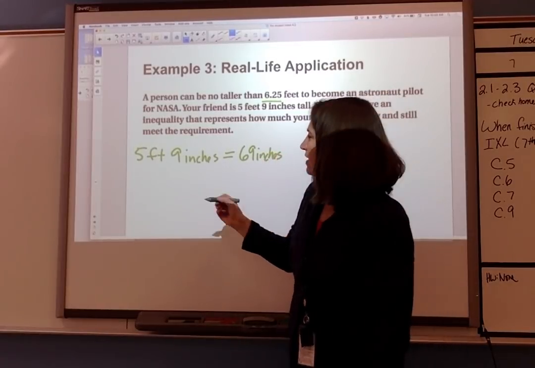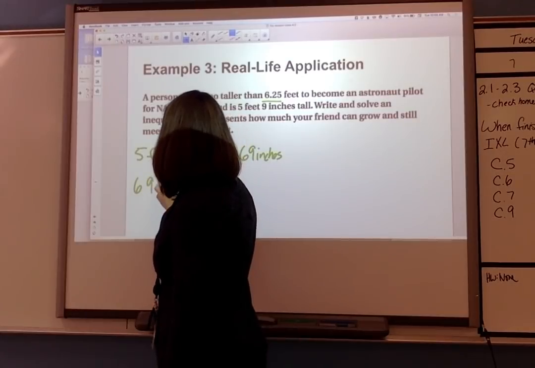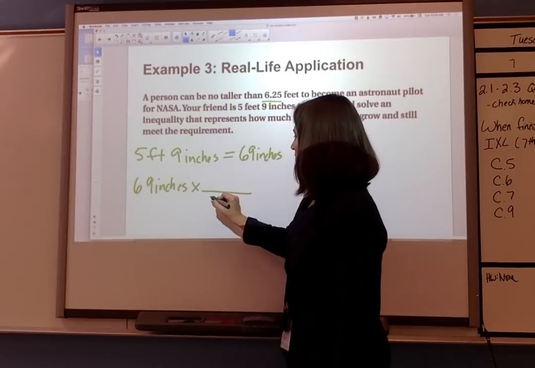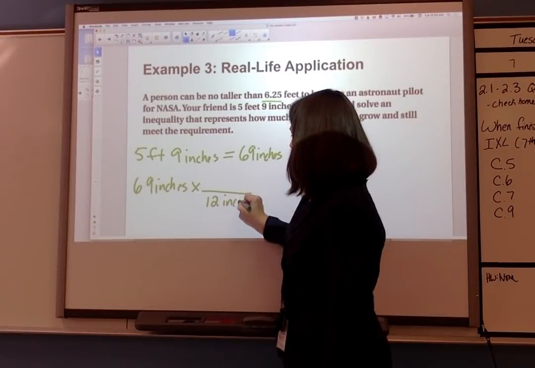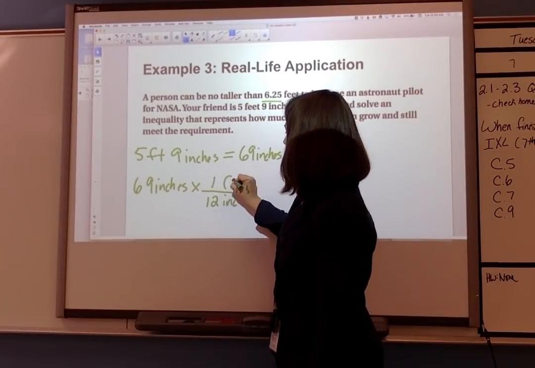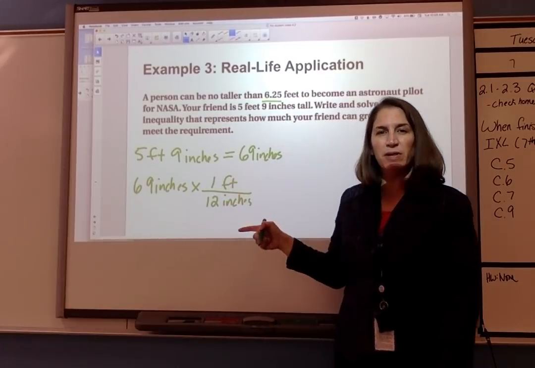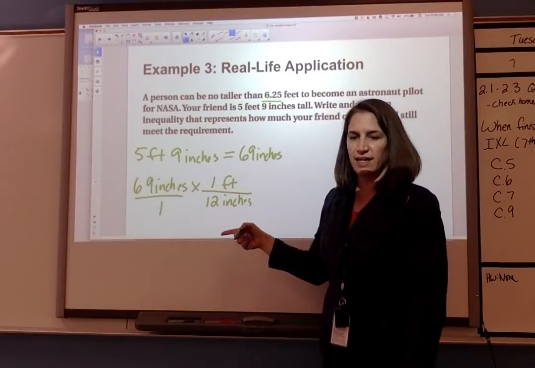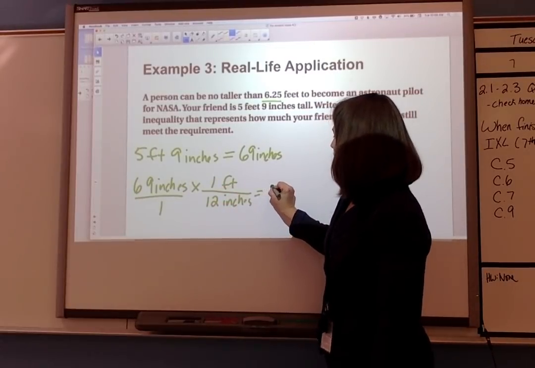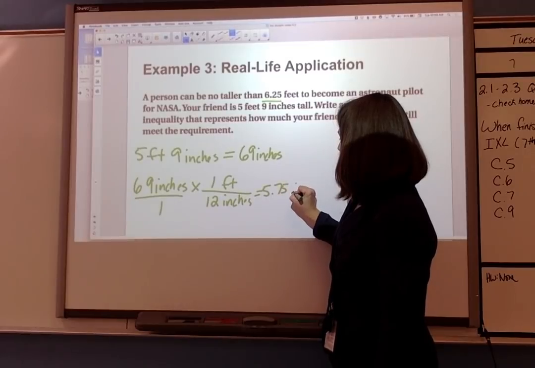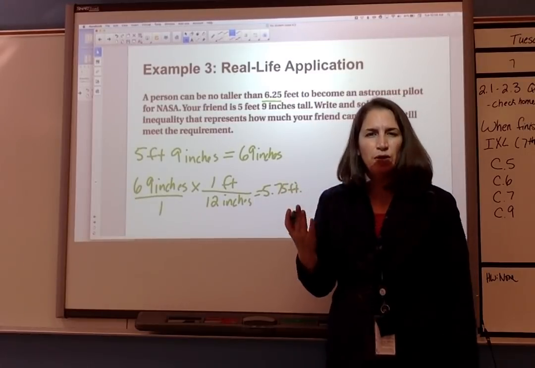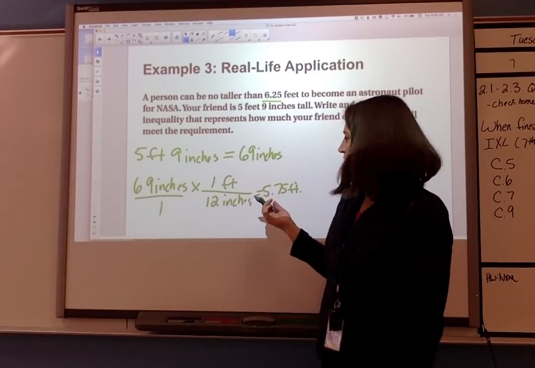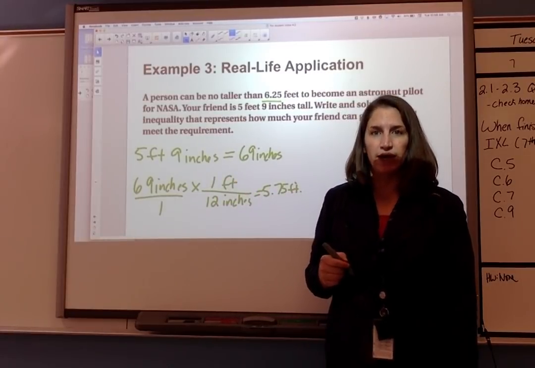And then if we want to convert that to feet, we can say 69 inches times, there's 12 inches in 1 foot. So if we multiply by this ratio, what we're really doing is dividing 69 divided by 12, which is 5.75 feet. Which if we think through it, that makes sense. 9 inches would be 3/4 of a foot, so 5.75 feet seems about right.